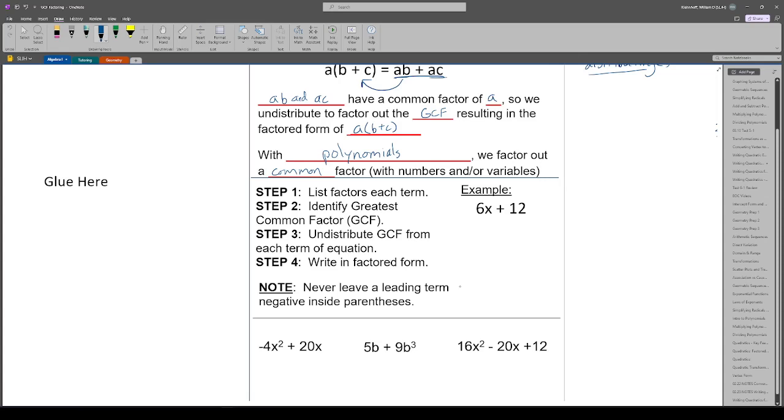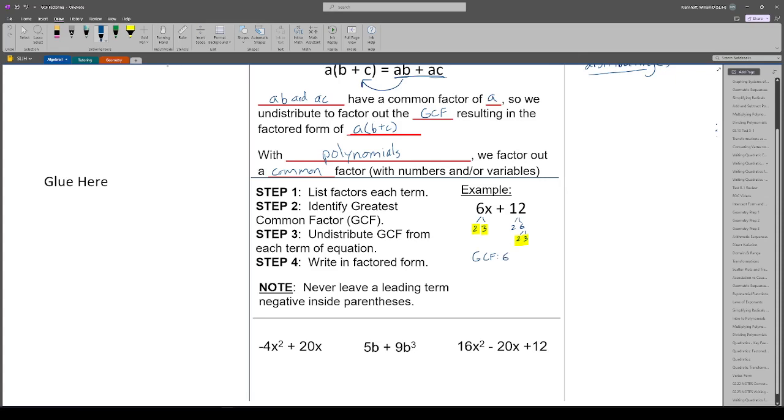It says to list the factors of each term. You won't have to do this every time once you get familiar with working with the numbers and you just recognize this number and this number share a certain factor. So let's, for this one though, say 6 is made up of 2 and 3. 12 is made up of 2 and 6, which is made up of 2 and 3. So we have a GCF of the numbers of 2 times 3 and 2 times 3, which is 6. So my greatest common factor, GCF, is 6, and that's step 2.